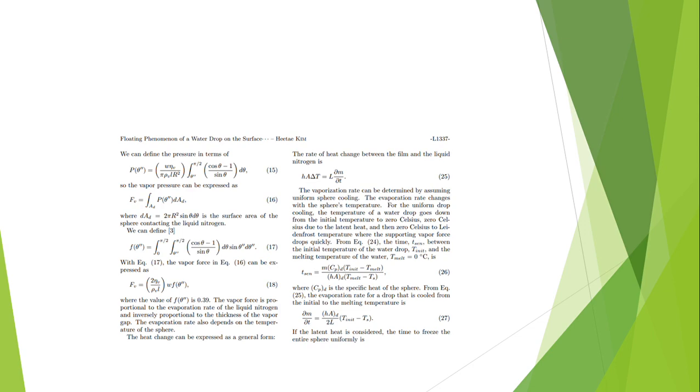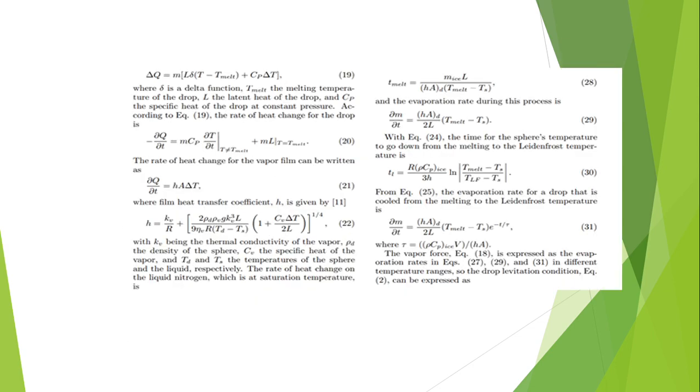If the latent heat is considered, the time for the entire sphere to freeze uniformly is T melt equals m ice L over HAd, T melt minus Ts, and the evaporation rate during this process is partial M over partial T equals HAd over 2L, T melt minus Ts. That will become equation number 29. With equation 24, the time for the sphere's temperature to go down from the melting to the Leidenfrost temperature is Td equals rho p Cv ice over 3H, in T melt minus Ts over TLF minus Ts.